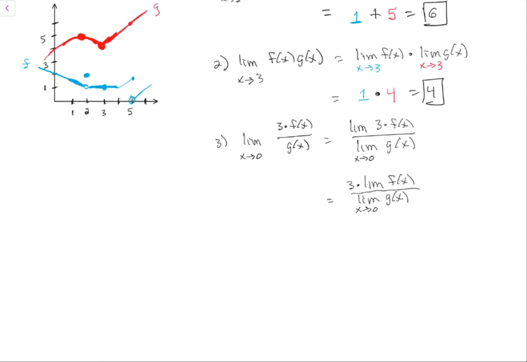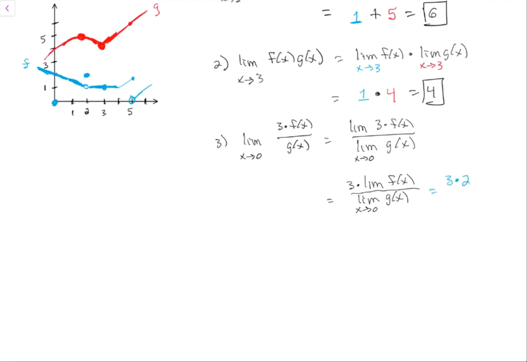First, the top: what's the limit of f as x approaches 0? f is my blue function. If we look over here at x equals 0, my origin, as I approach from the left, it looks like f is trying to get to 2. As I approach from the right, f is trying to get to 2. So I'm getting 3 times 2.